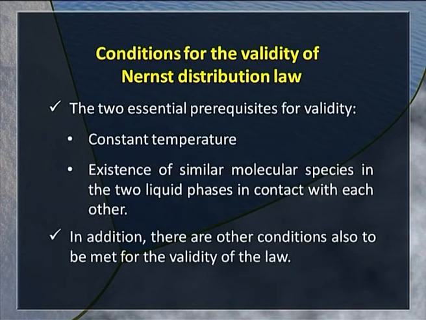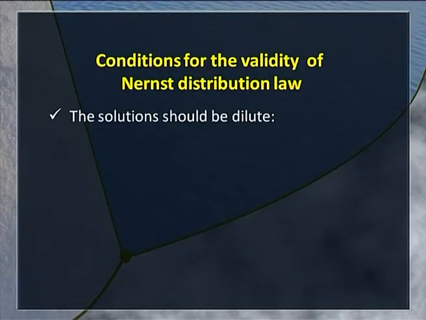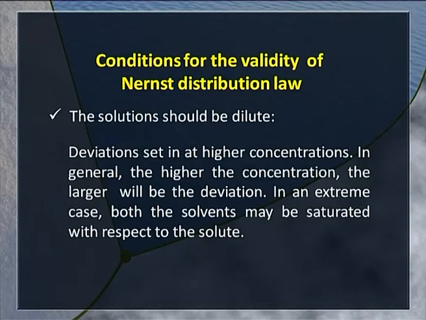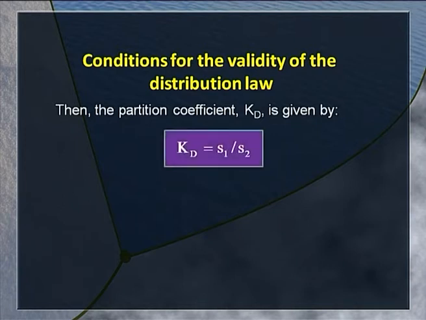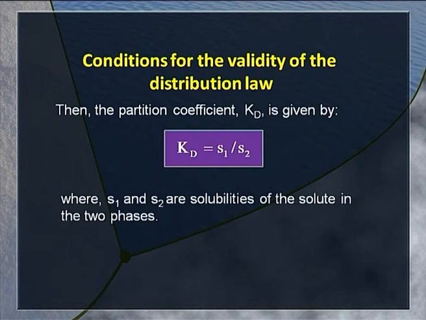In addition, there are other conditions also to be met for the full validity of the law. It goes without saying that the solution should be dilute. As the concentration increases, deviation from ideality sets in. Therefore, if higher concentration solutions are taken, there will be larger deviations. And in the extreme case, both solvents may get saturated with respect to the solute, so that the result that we get for Kd will be Kd equal to S1 by S2, where S1 and S2 are the solubilities of the solute in the two phases.